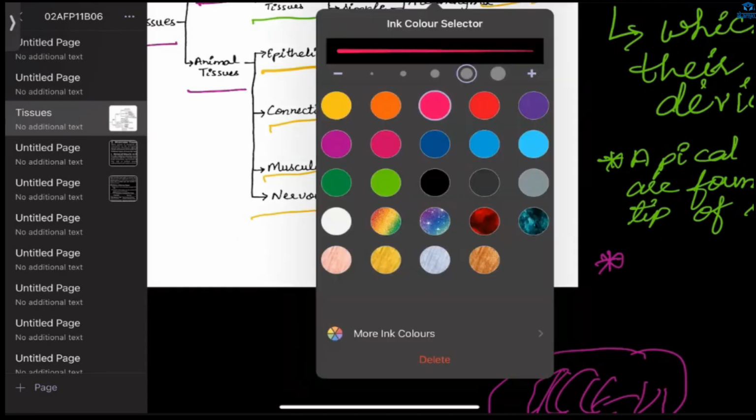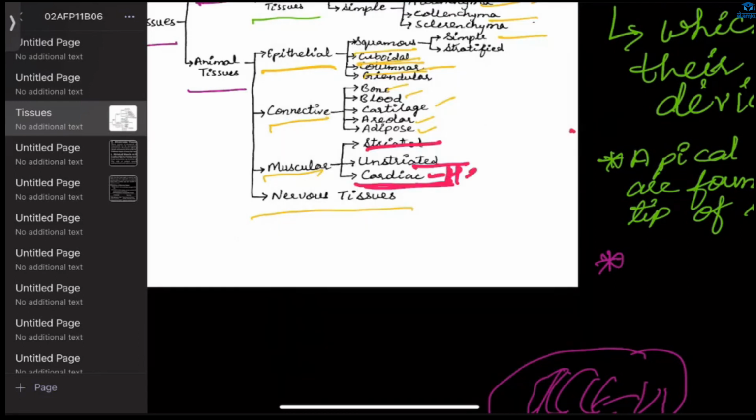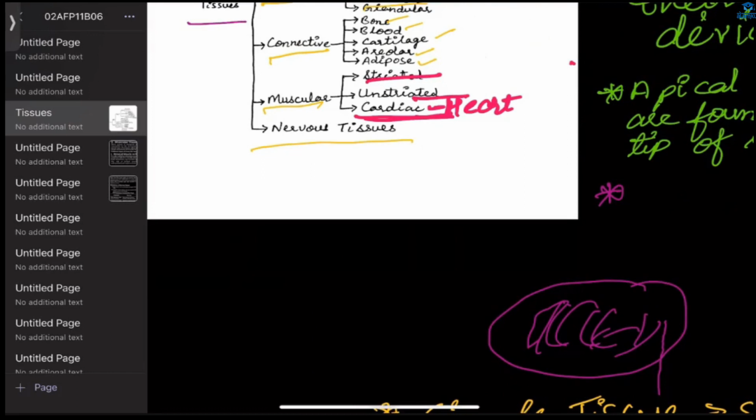And in the heart, they cover the heart and they are helpful in the beating of the heart. They are helpful in rhythmic contraction of the heart. That beating of the heart is done by what? Cardiac muscles. And nervous tissues are what? They carry nerve impulses from one nerve to another nerve. Even if someone is touching, see, I'm touching my finger, that tip and that sensory information is carried by these nervous tissues.